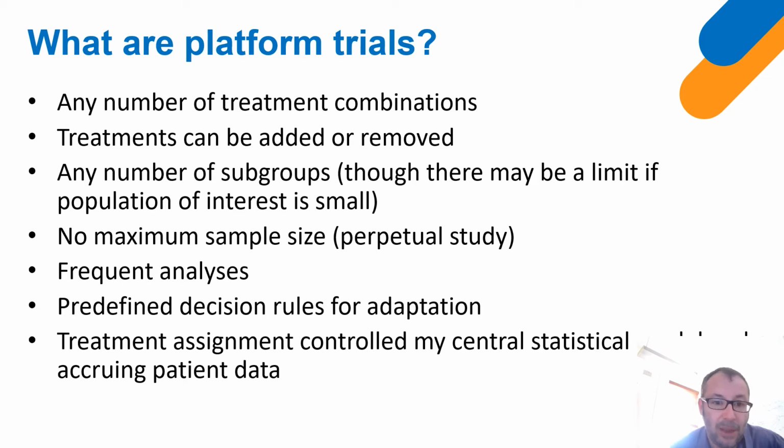There is no maximum sample size in a platform trial. These are typically designed to be perpetual, or at least to continue enrolling participants for as long as there is uncertainty about which treatment is best. We use frequent analyses, so it's not a single analysis at the end of a trial as in a typical design. We have pre-specified rules that we employ for making the adaptations, and the treatment assignments are controlled by a central statistical model based on accruing participant data.